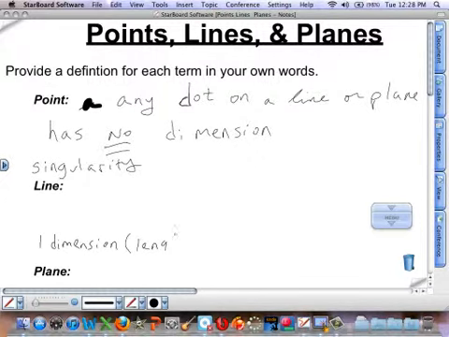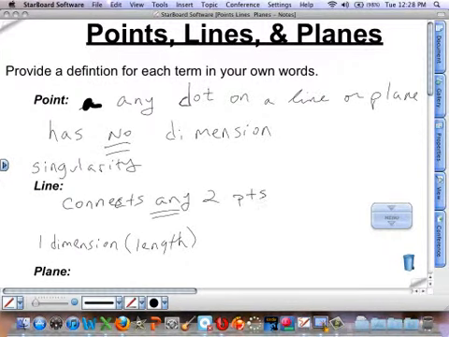Well, what is a good definition? Jackson? It connects 2 points using the shortest path. Ah, perfect. A line connects any 2 points. Just like Jack said, it's going to be the shortest path, so we're not going around corners trying to get there.